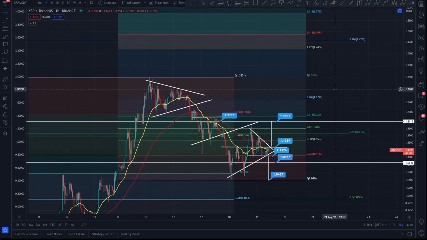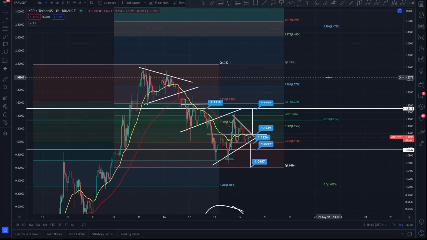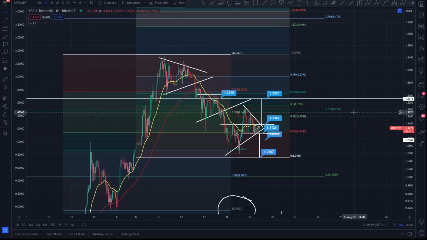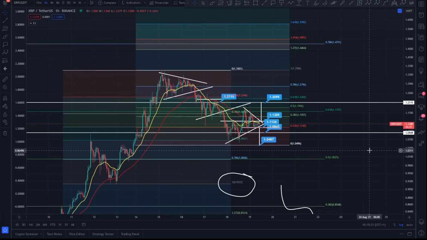That DXY is the thing that's worrying me at the minute, to be honest with you. I'll always tell you what I see, but the DXY pumping out of that level of resistance right there could spell a bear market here for XRP and crypto. So I'll always tell you what I see.